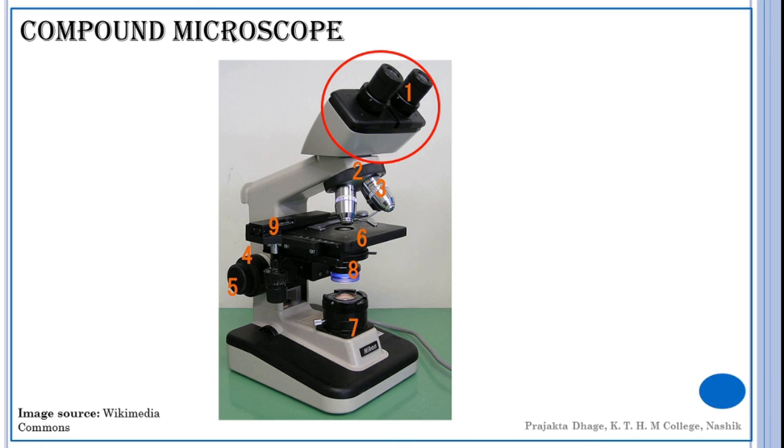So this was about the illumination system, and these are all the important parts of the compound microscope along with their functions. Here you can see everything in this particular diagram.